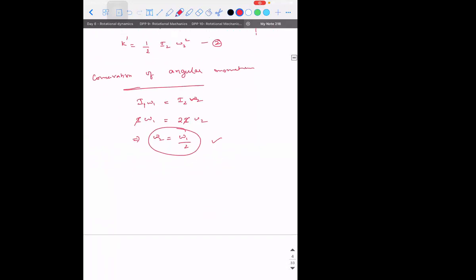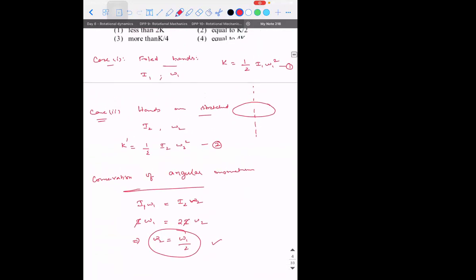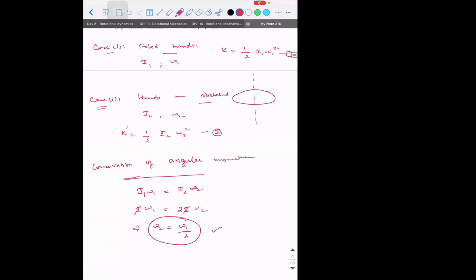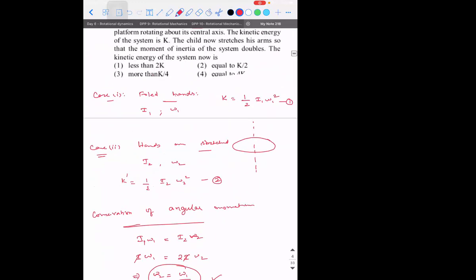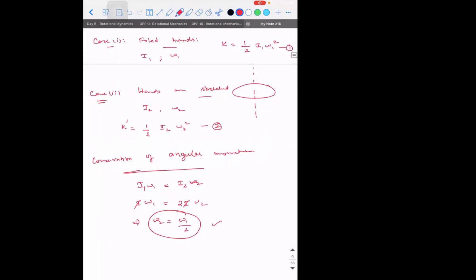Okay, so when you rotate on that rolling chair example which I told you, when you keep your arms stretched, you should be able to rotate with slight difficulty. But when you bring them closer, you can rotate faster. Okay. So omega 2 is equal to omega 1 divided by 2. Now take this and substitute and tell me what is the answer.